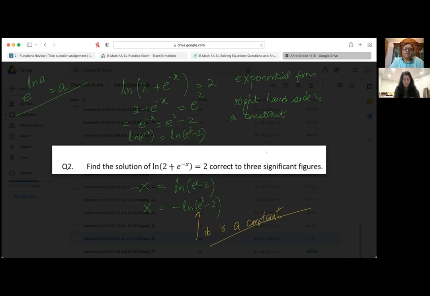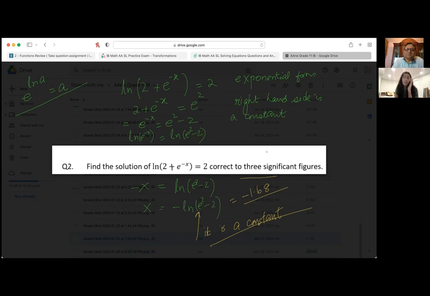You have your answer right there: ln of e squared minus 2. It's negative 1.68 to three significant figures. Negative 1.68. That's how you're going to do it. Is it clear? Yes, that's clear.